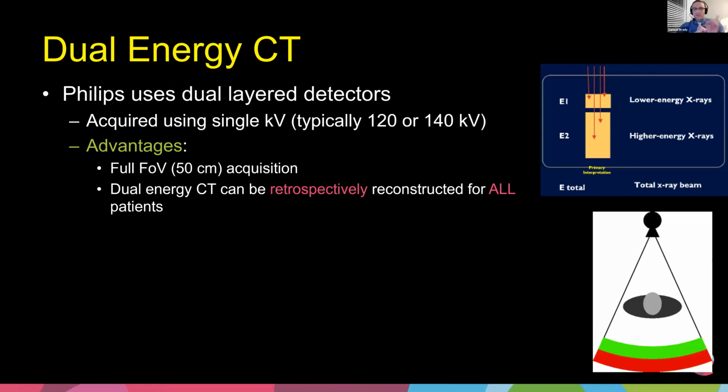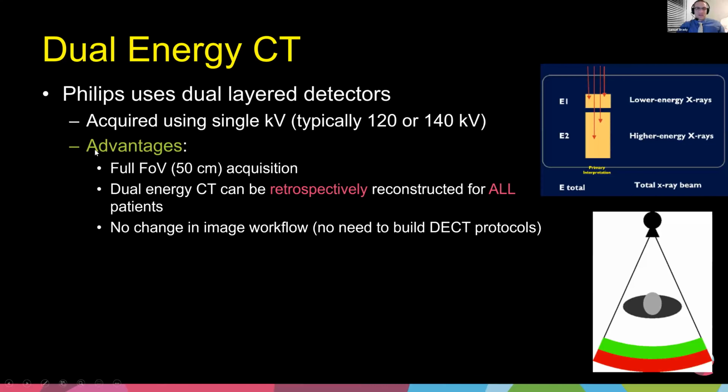For the previous two CT scanners that we talked about, when the patient gets on the table, you have to pick the dual energy protocol. The system has to know from the beginning that it's going to image at both a low and a high energy. But in this one, it's always imaging at one energy, and it's just collecting two different spectrums based on its detector configuration.